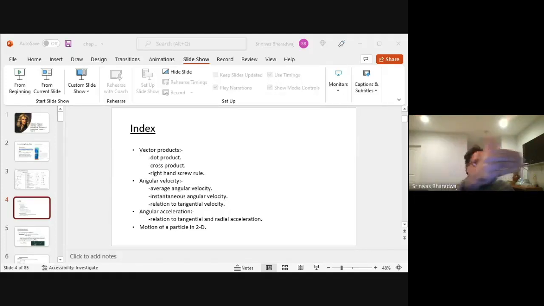Remember, v is this way, right? And if you're going in a circle, v is tangential. Omega is upwards. Omega cross v is again radial and towards you. Omega cross v will give you the direction of the acceleration. Omega cross v is radial.